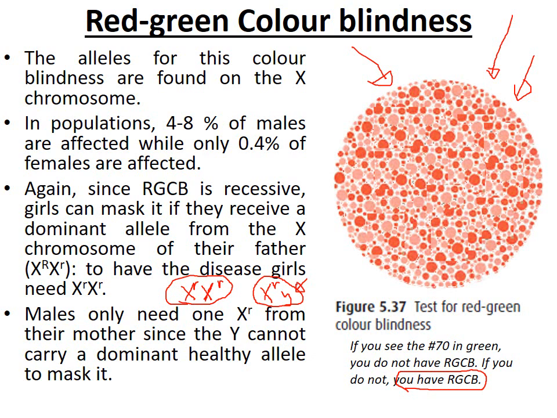And if you don't see that 70 in there, it means you do have red-green color blindness. You can see here that 4 to 8% of males have this disease, and only 0.4% of the females are affected. This supports the idea that males only need one diseased allele, whereas females need both, because they have a chance of getting that protective, healthy allele from, let's say, their father, and not get sick.